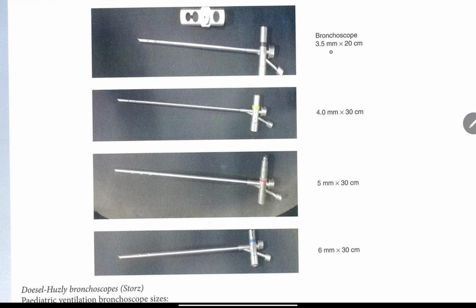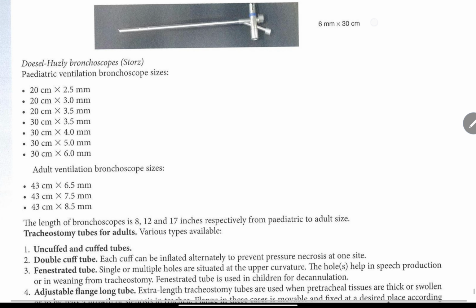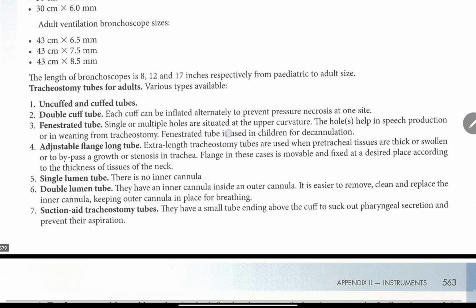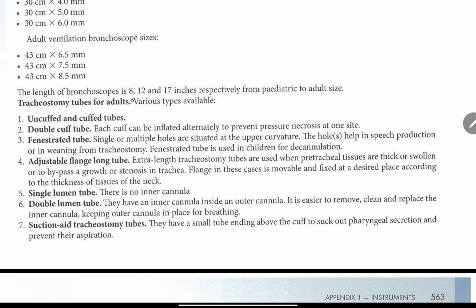Bronchoscope 3.5 millimeter into 20 centimeter, 4.0 millimeter into 30 centimeter, 5 millimeter into 30 centimeter, 6 millimeter into 30 centimeter. These are the various sizes of pediatric ventilation bronchoscope and adult ventilation bronchoscope. The length of the bronchoscopes is 8, 12, and 17 inches respectively from pediatric to adult size.